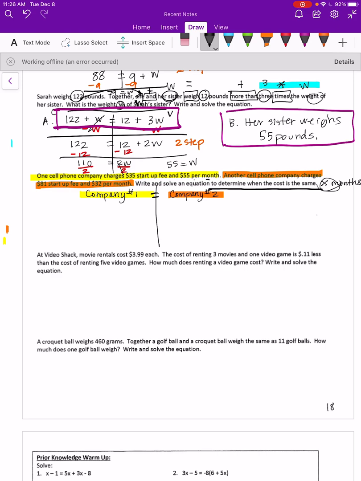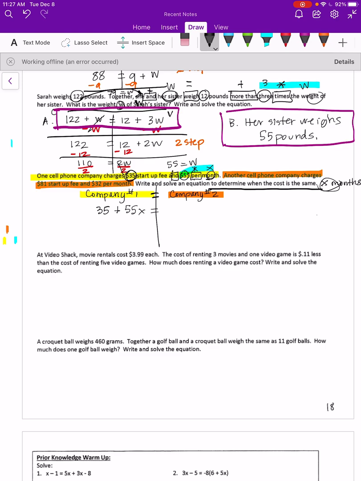We're going to talk about company number 1. It says one cell phone company charges $35 to start up, and so that's a one-time fee to start it, $55 per. Do you know what per means? You should. Per means multiply. And there's that month, so that's my X. So $35 and $55 per month. Let me highlight in that blue because this is where you've got to combine it. You can't write it like this. So 55 times X would be 55X.